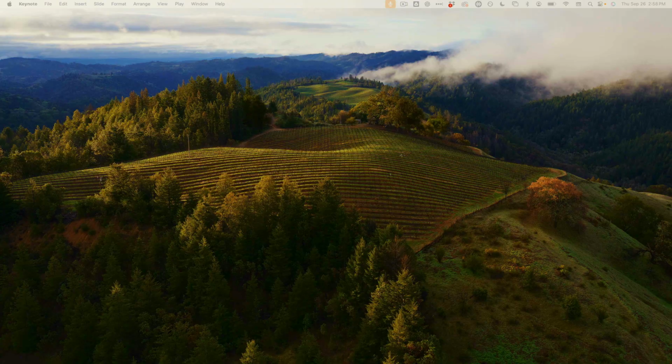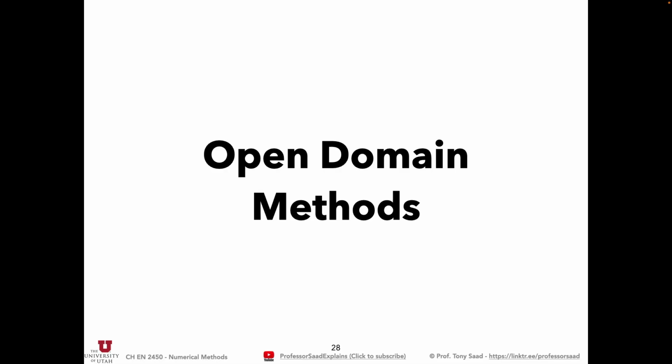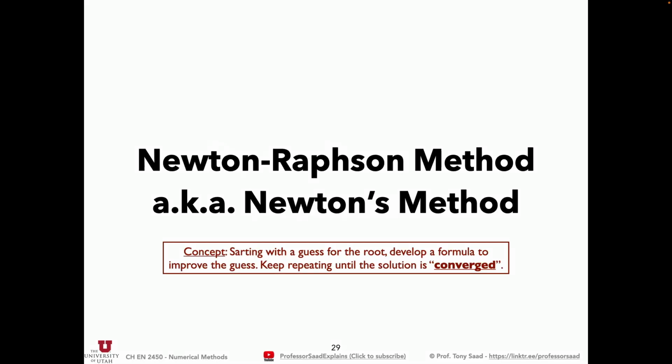So anyway, all right. Open domain methods, the one we will learn is called the Newton-Raphson method, or Newton's method. So like Euler, Newton is kind of almost everywhere. Not as much as Euler. Euler is still the best.